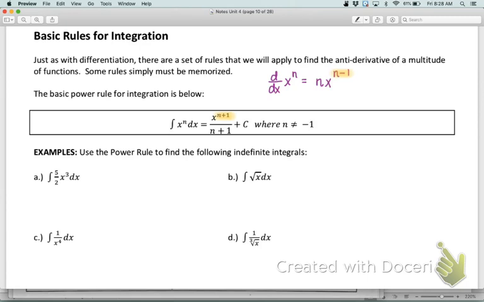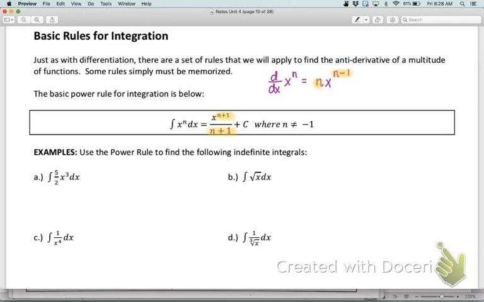Okay? And then we want to divide by the new exponent. And that's going to get us back to this n right here. Okay? So add 1 and divide by the new exponent. Notice for this rule, n cannot equal -1. So like x to the -1 power, it doesn't work that way for integrals because you would end up with a divide by 0. There's a whole different rule for that we'll get to later.